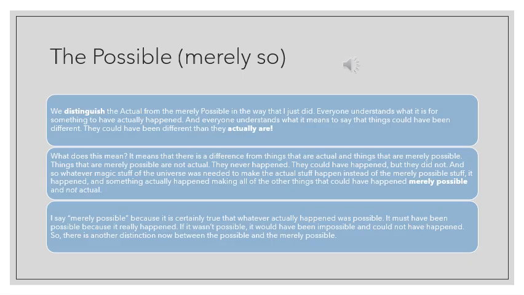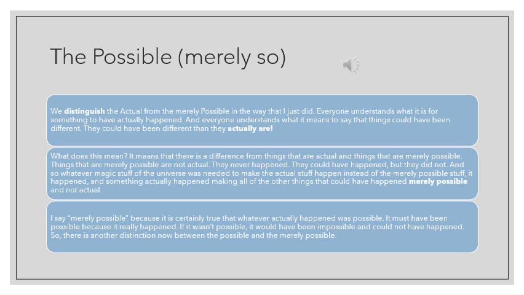Now we can distinguish the actual from the merely possible in the way that I just did. Everyone understands what it is for something to have actually happened, right? You know what it means for you to have woken up this morning. That actually happened. And everyone understands what it means to say that things could have been a little bit different than they actually are, right? You could have woken up 5 minutes later, or to your alarm, or to the sunrise.